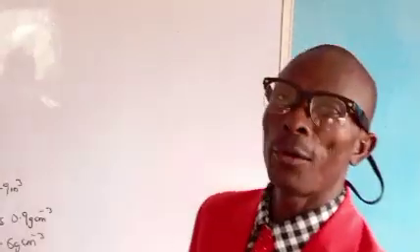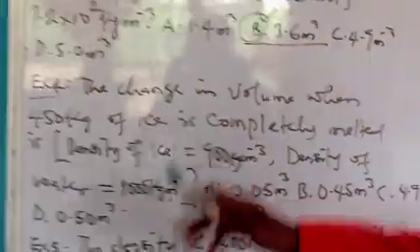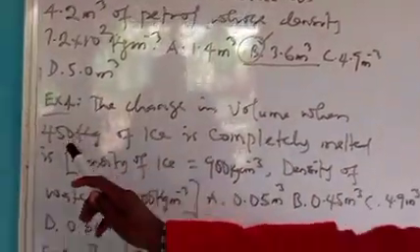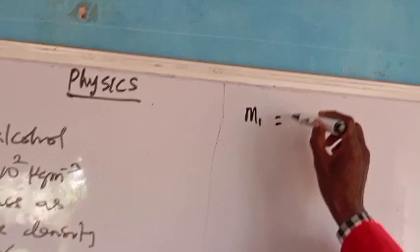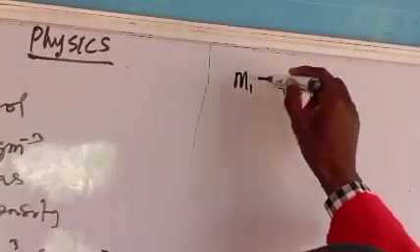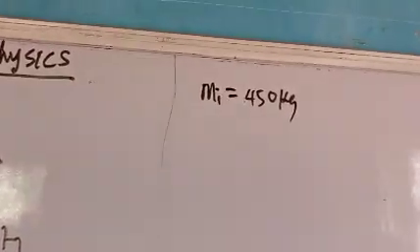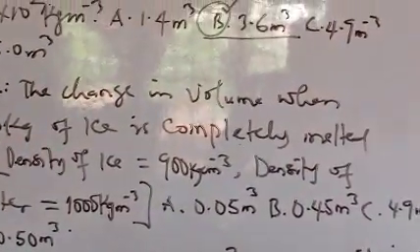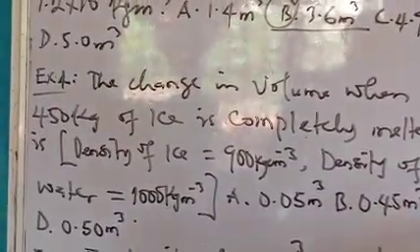Now from here, we want to look at example 4. The question is to calculate the change in volume when 450 kg of ice, that is the mass of ice, is completely melted. That is what they ask you to calculate, the change in volume. That's what we are looking for.